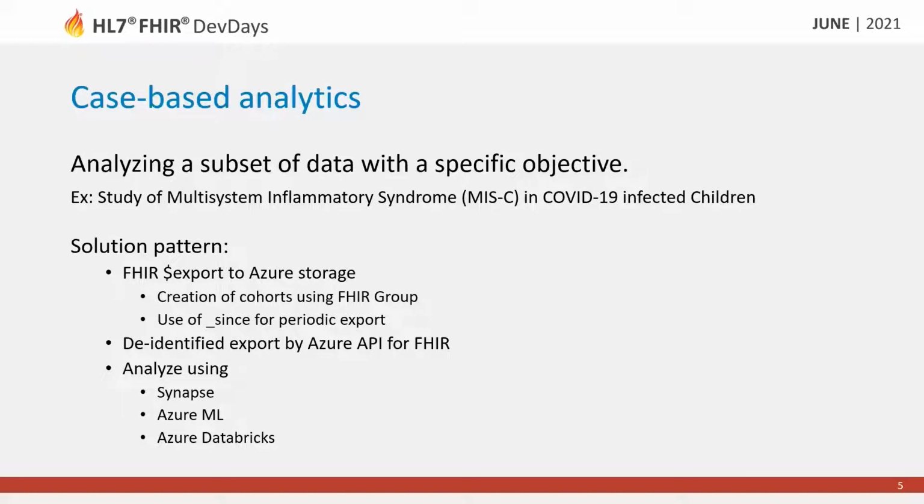Now, Azure API for FHIR has also added a de-identification feature as part of $export. It works based on a de-identification config file. So if you want, you can also de-identify the data while it's getting exported. In case of Azure API for FHIR, the exported data files are written in ND-JSON format to Azure storage, from where you can use a variety of tools such as Azure Synapse, Azure Machine Learning, or even Azure Databricks to analyze your data. Let me quickly show you the steps involved in this pattern.